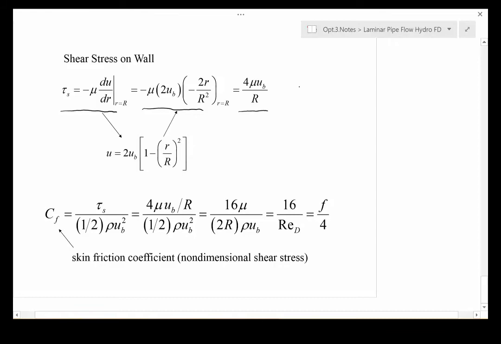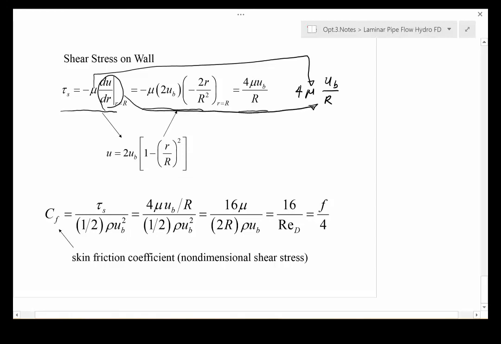Make sure you see that this is really a very simple recipe and description. Tau s looks like the viscosity times a velocity derivative with respect to r, a gradient-type term. And so we see the ub over r represents that du dr. So you always want to think about how to simplify terms, and it comes out explicitly that the units have to be all the same.